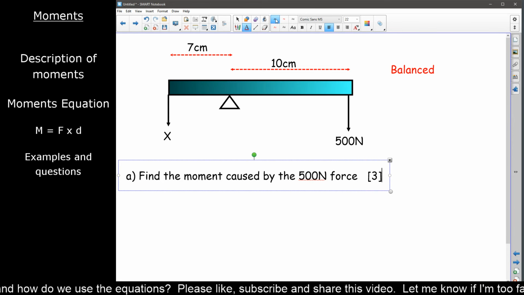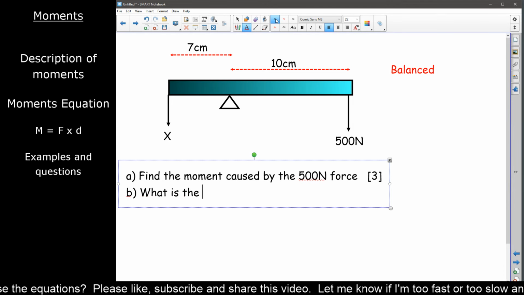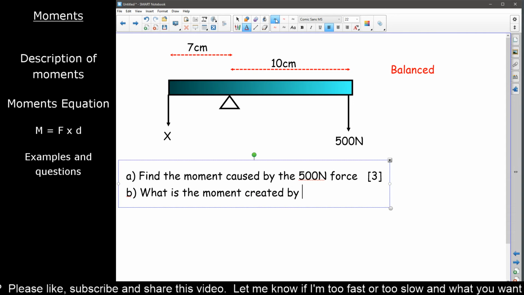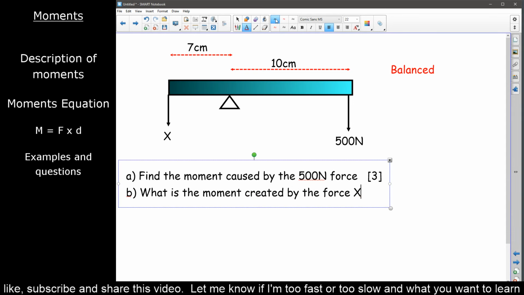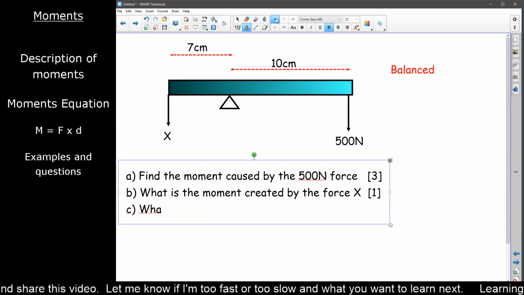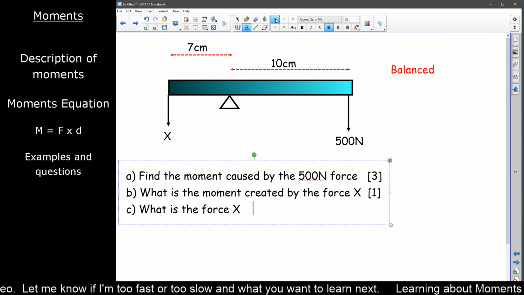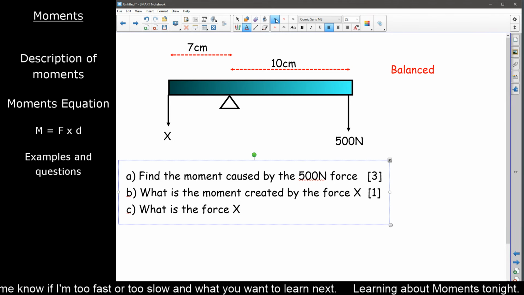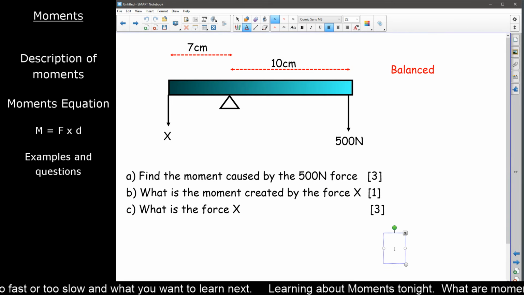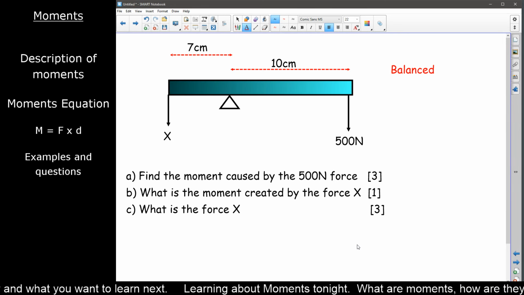Okay, I'm going to give you 3 marks for that because I'm a nice examiner. B, I'm going to ask you what is the moment created by the force X. I'm going to give you 1 mark for that because I'm getting stingy. And then C, finally, what is the force X? I'll maybe give you 3. I might give you 2 for that, but we'll be generous now. So there's 7 marks altogether for this. So this is your moments question, and hopefully you get this one.